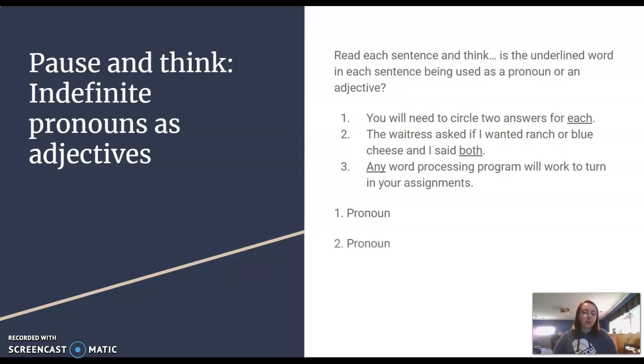Pronoun for number 2. The waitress asked if I wanted blue ranch or blue cheese, and I said both. 3, any word processing program will work to turn in your assignments. That is an adjective because any is now describing word processing program. It's not taking the place. You're directly describing that noun.